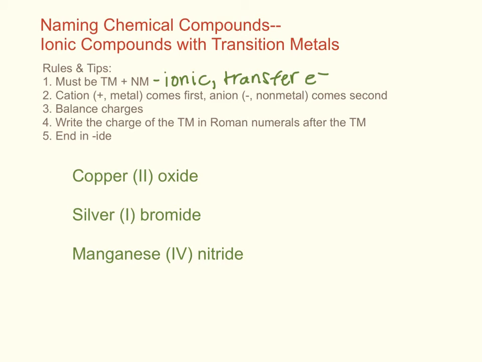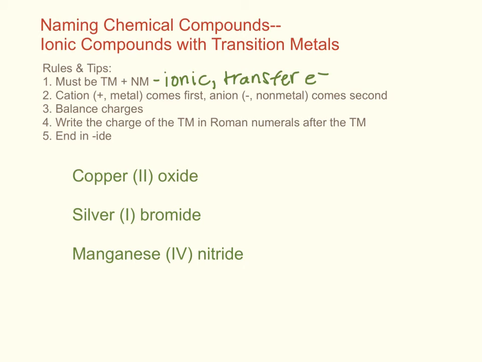So now when I need to go from name to symbol, it's actually a little bit easier. Because remember, these Roman numerals are my charge. So my charge for my transition metal has actually already been given to me. So all I really have to do is do my swap and drop, balance the charges, and I'm good to go. So let's take a look at one of these.